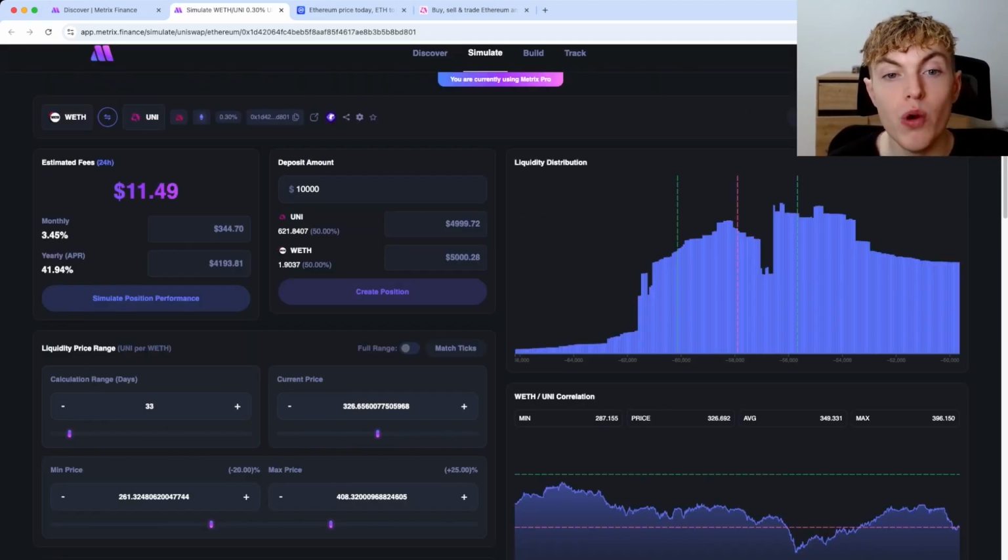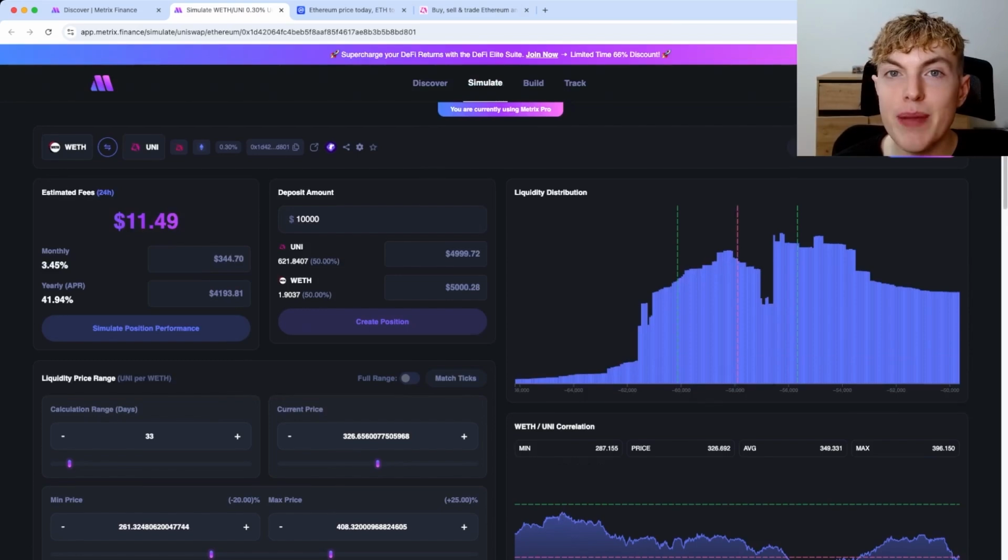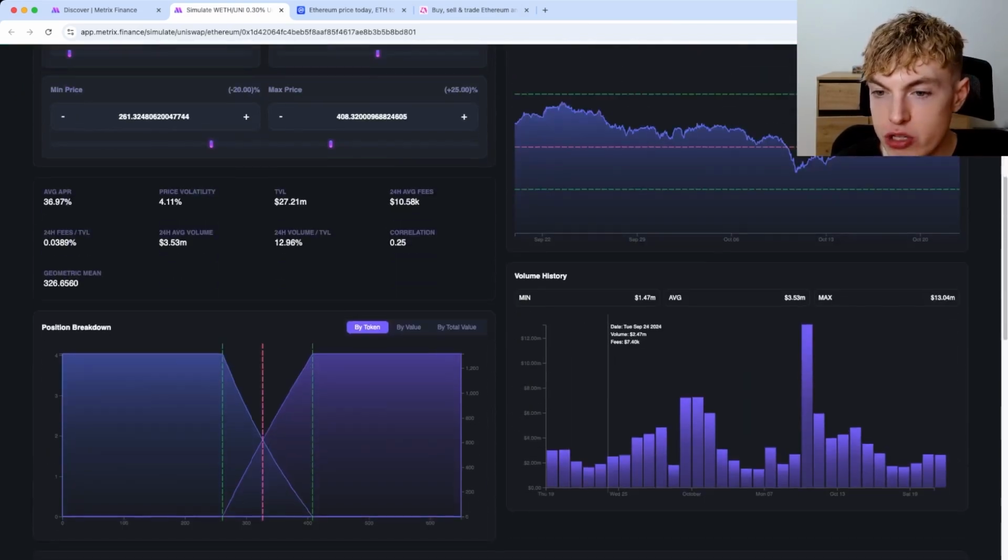For example, if you were to take on exposure to this pool, make sure you do all the due diligence required on these assets and these pools. But this is looking like a pretty solid opportunity. The volume history is pretty consistent. We had a very high day here, October 10th. Other than that, it's pretty consistent.